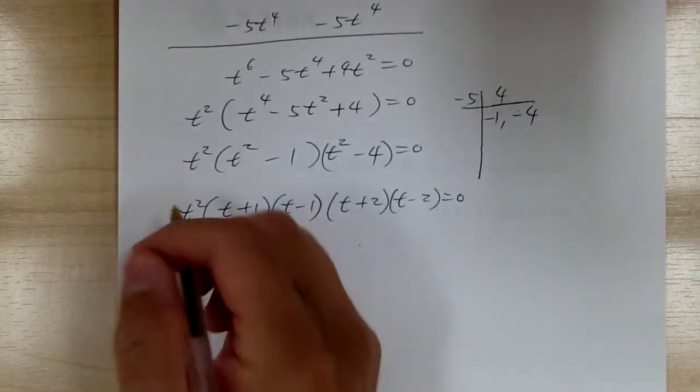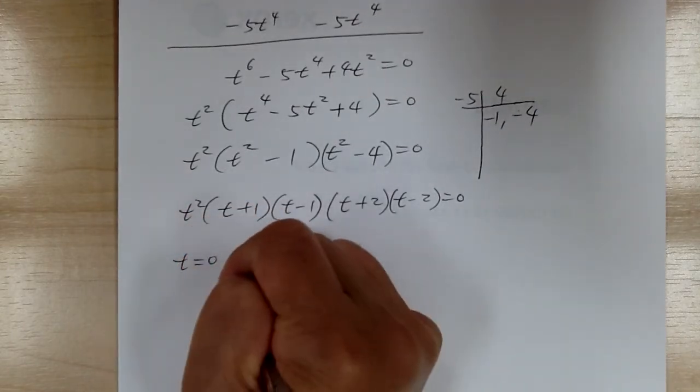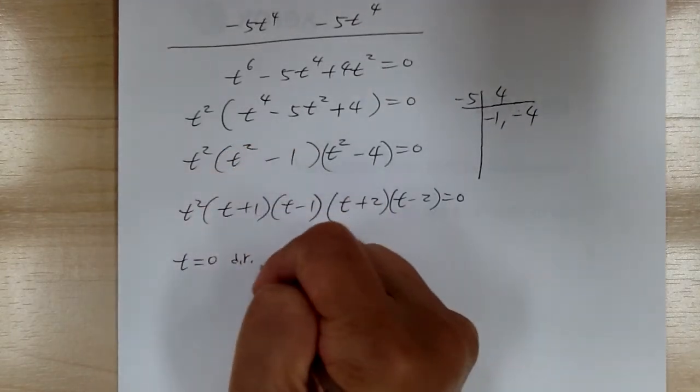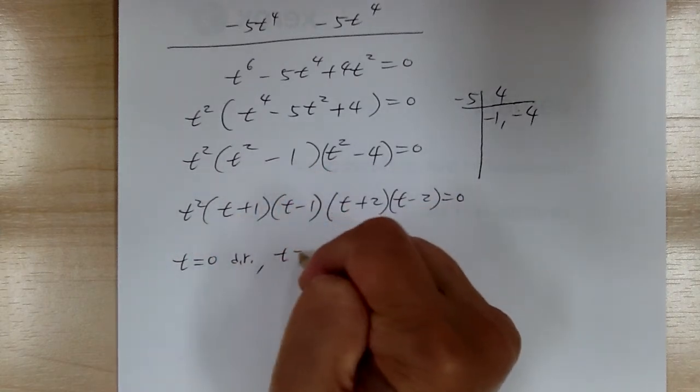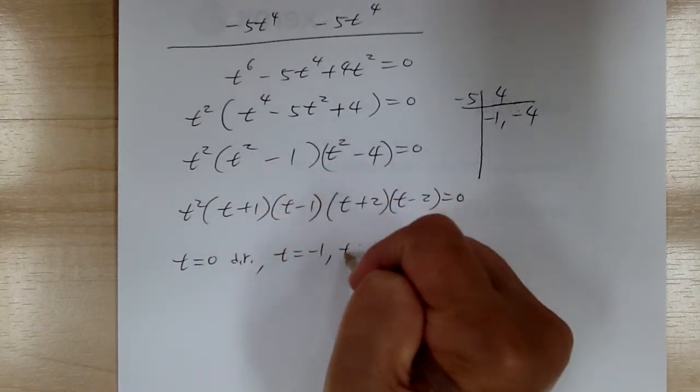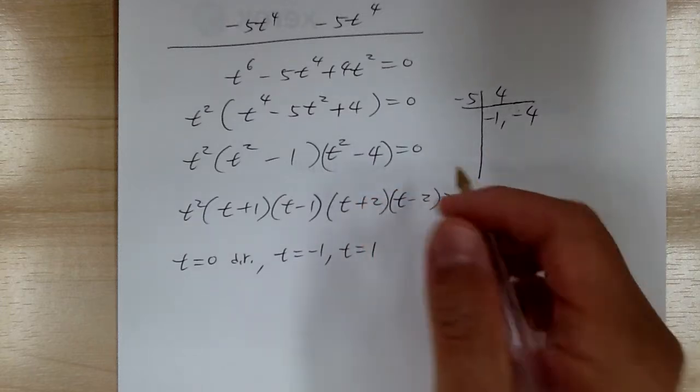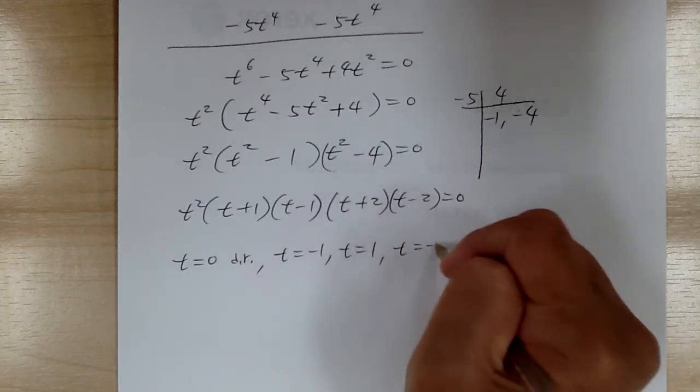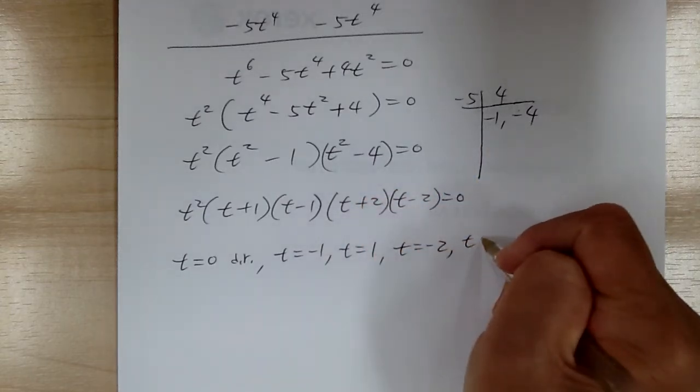Okay, so from here you're going to get t equal to 0. This is a double root because of the square. And this one you're going to get t equal to negative 1. This one you're going to get t equal to 1. Then you're going to get t equal to negative 2. And you're going to get t equal to 2.